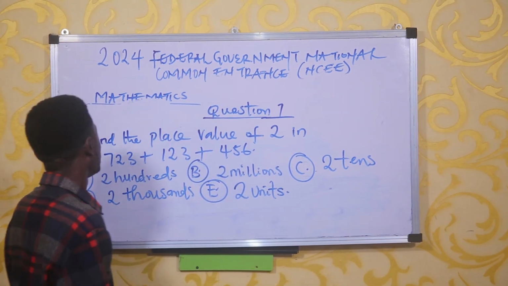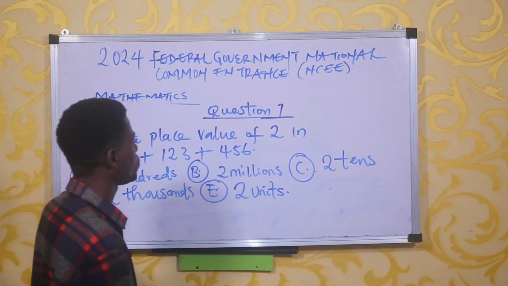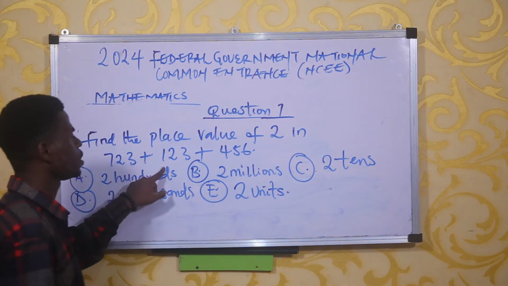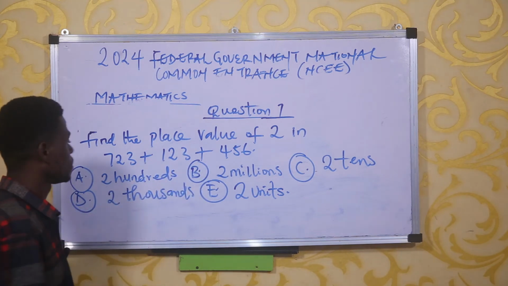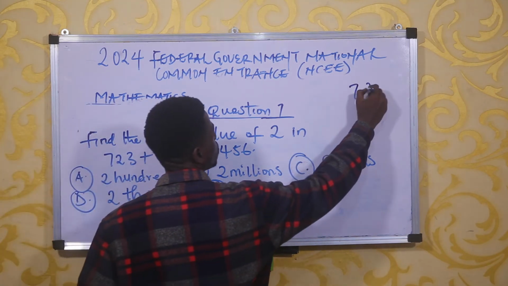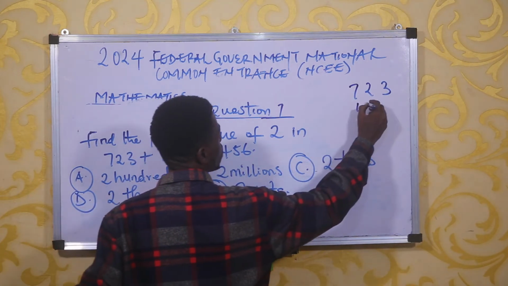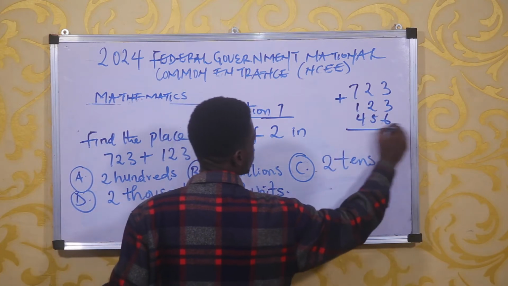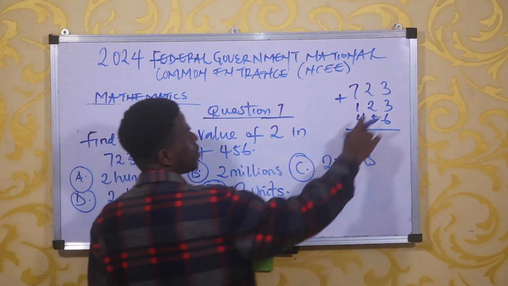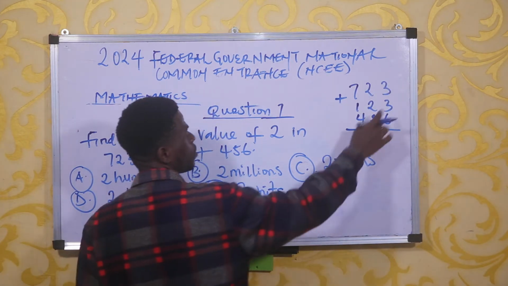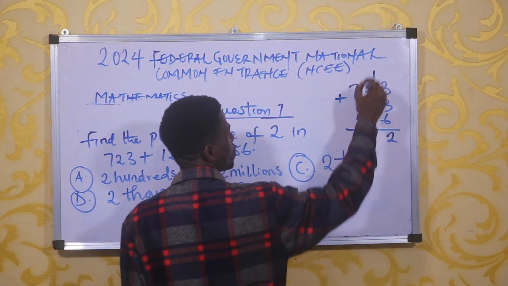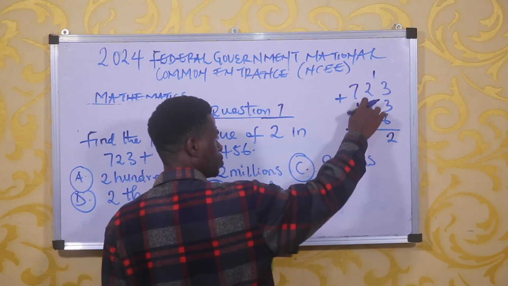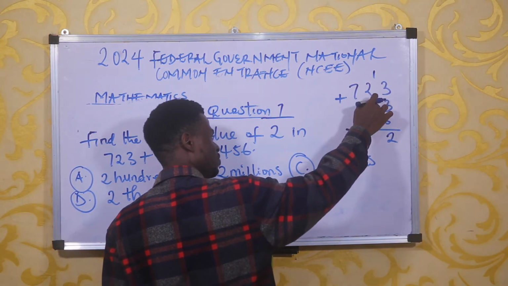Question 7 says find the place value of 2 in the following numbers: 723 plus 123 plus 456. Let's write the first number, 723, the second number, 123, and the third number, 456. Let's add them together. 3 plus 3 is 6, plus 6 is 12. You take 1 up. 1 plus 2 is 3, plus 2 is 5.